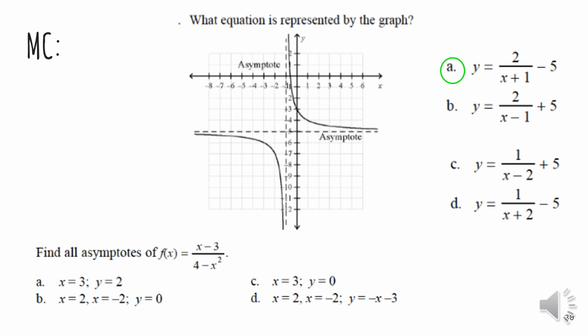So now we need to look at our vertical asymptote. Do we have vertical asymptotes at 2 and -2, or do we have vertical asymptotes at 3? Go ahead and pick your answer choice now. If you picked B, you are again correct.